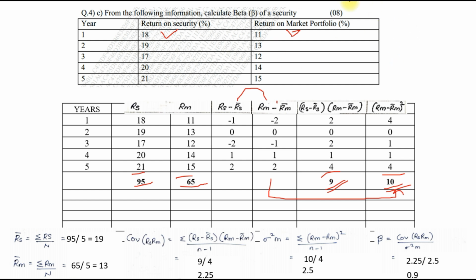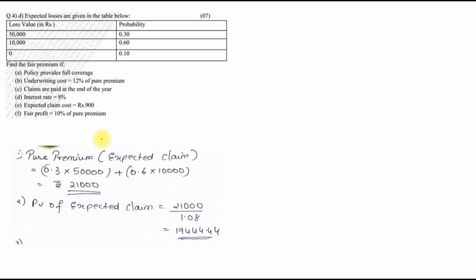The last question in this particular paper was based on fair premium. They are giving you the losses, the probabilities, and all the other information. So let us see how we have to solve this. First step, always find the expected cost, that is the pure premium, which is nothing but the probability into the loss. So 0.3 into 50, 0.6 into 10,000, we get it as 21,000.